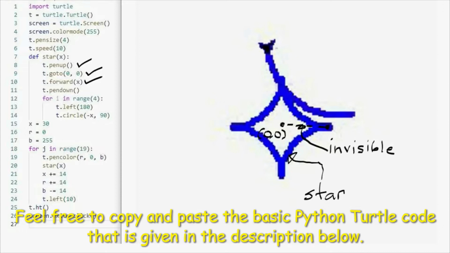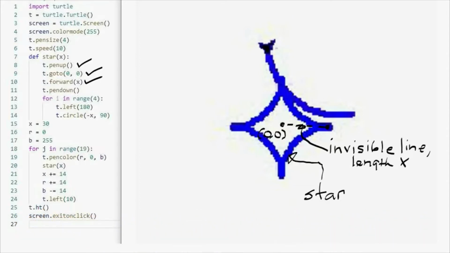And the length of this is x. It depends on the first x here. Look at line number 15. The first x is 30, so x is equal to 30. Okay, when the turtle is right here, we put the pen down so that we can draw the star now.